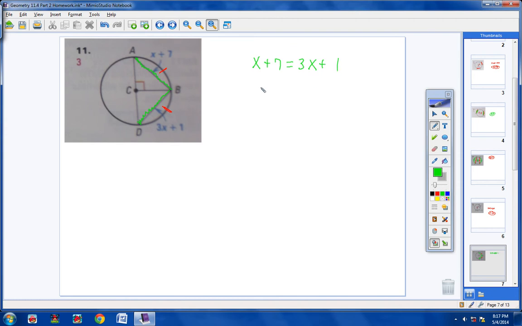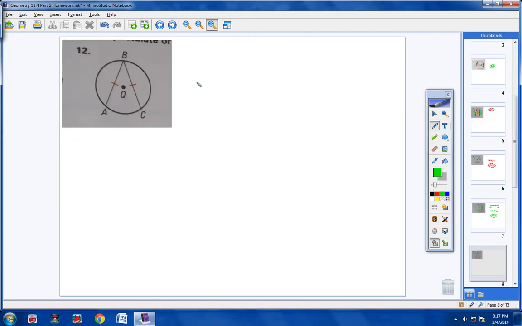Now bring the 3x over and make it a negative 3x. And of course this 3x is gone. Bring the 7 over and make it a negative 7, and this 7 is gone. Bring down your equal sign. 1x minus 3x is negative 2x. 1 minus 7 is negative 6. Divide both sides by negative 2, and negative 6 divided by negative 2 is 3. And so your answer is 3. Not too difficult. All right, number 12.